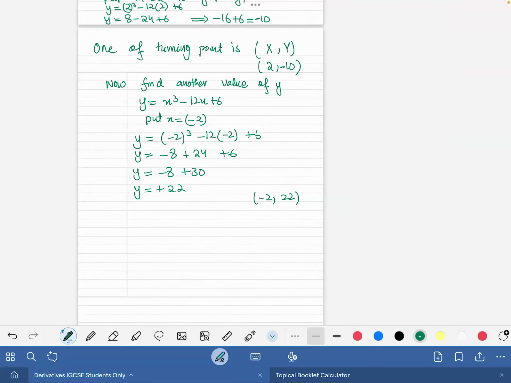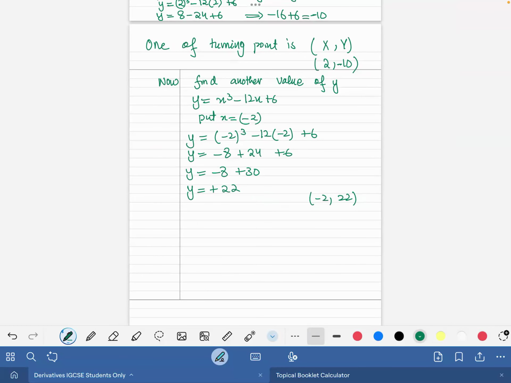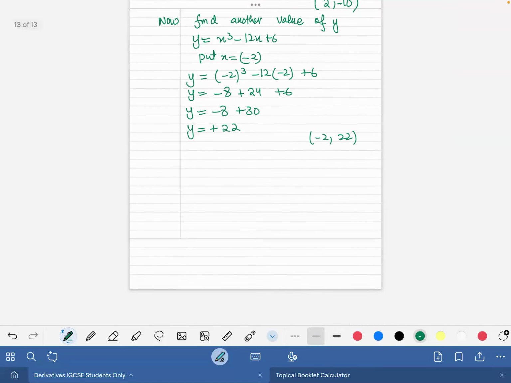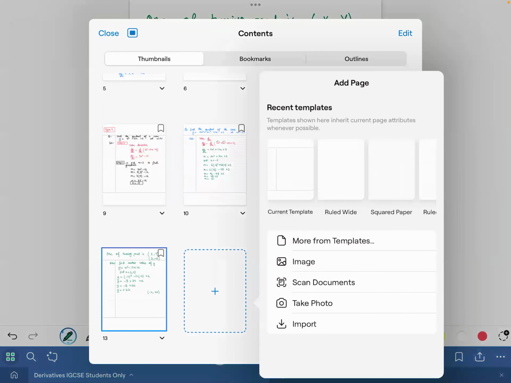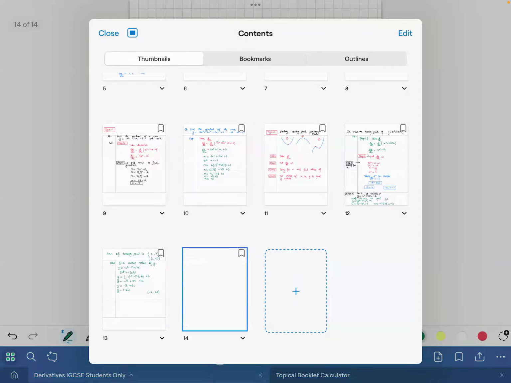Now let's suppose the examiner is asking you to sketch it. Okay? How can you sketch this with the help of a graph? How can you sketch it without a graph? Just give me a second. I want to teach you a little bit here. Squared white paper. Just give me a second.